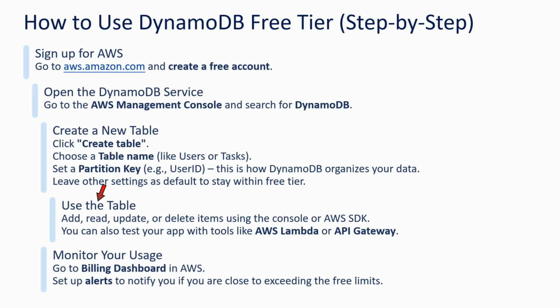You can also test your app with tools like AWS Lambda or API Gateway. Then you can monitor your usage. Go to the Billing Dashboard in AWS and set up alerts to notify you if you are close to exceeding the free limits.